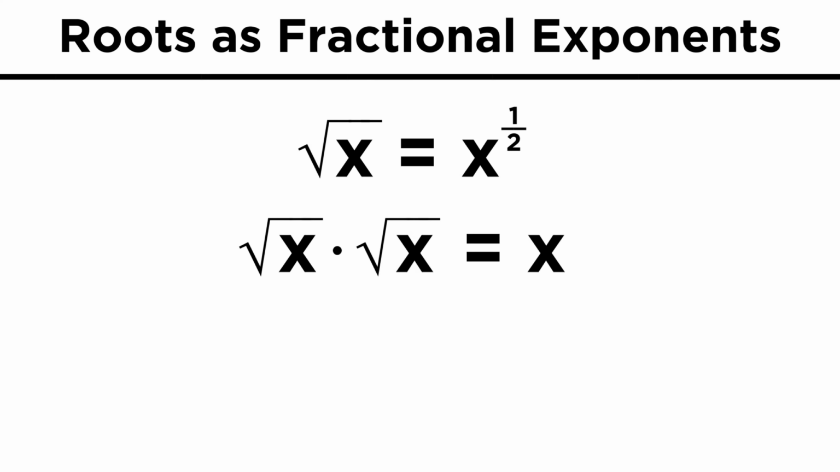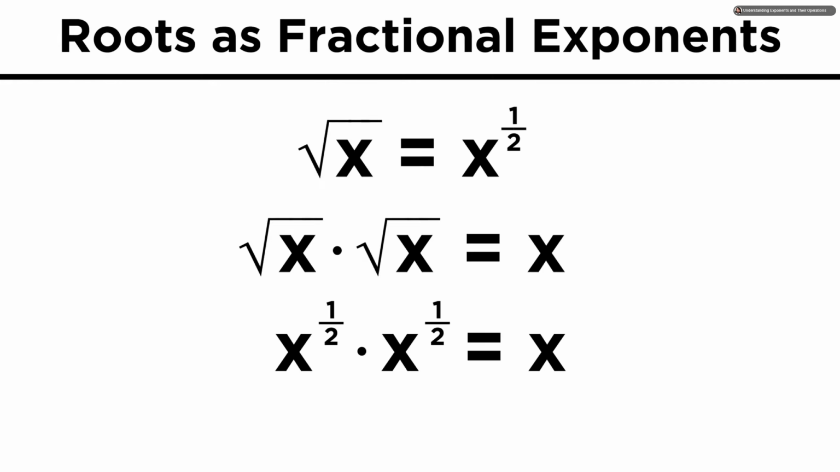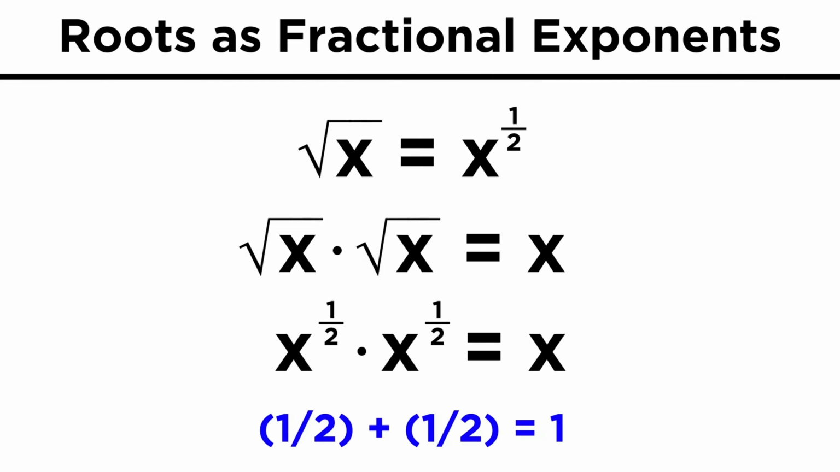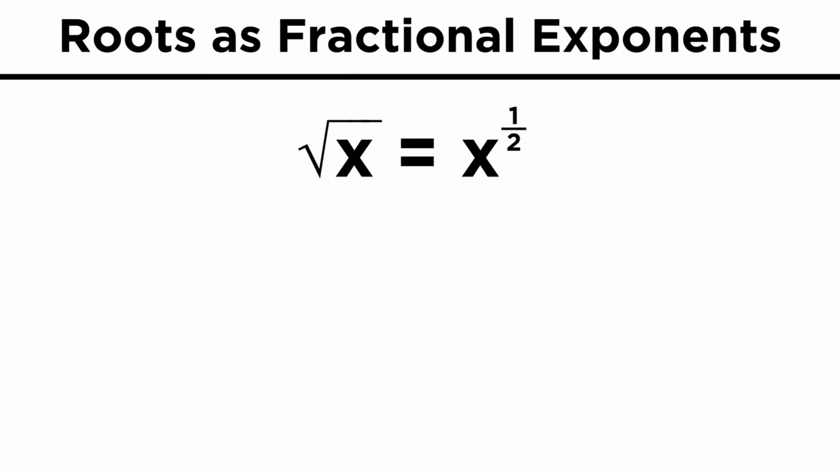This is because if the square root of something times itself should equal the original value, like how root x times root x equals x, then it must be the case that we can express this as x to the 1/2 times x to the 1/2 equals x to the 1, since 1/2 plus 1/2 equals 1, according to the rules of exponents. This is a notational choice, and it works for any exponent. Taking the cube root is the same as raising something to the 1/3 power.